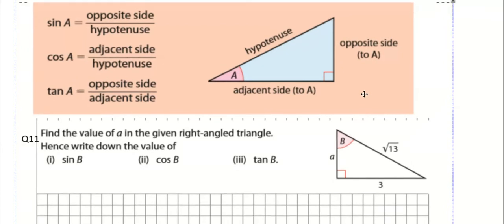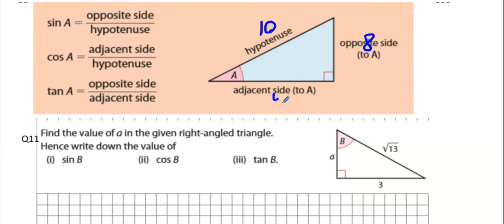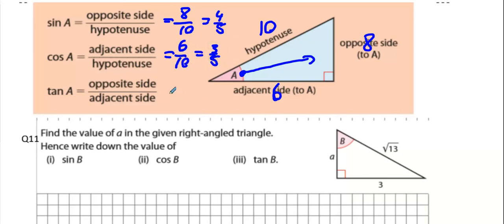It's very easy. So imagine this scenario: the hypotenuse is 10, the opposite is 8, and the adjacent is 6. And we're talking about angle A. Sine would be opposite divided by hypotenuse, which would be 8 over 10, which would be 4 over 5. Cos would be adjacent, which is 6 over 10, which would be 3 over 5. And tan would be opposite side, which is 8, divided by adjacent side, which is 6, 8 over 6, which is 4 over 3.